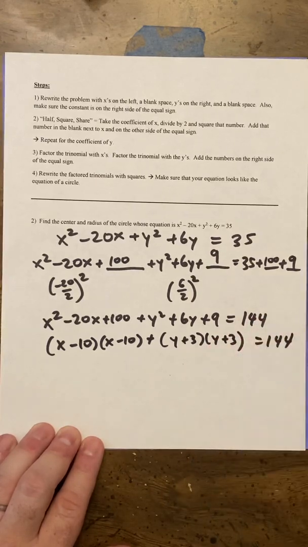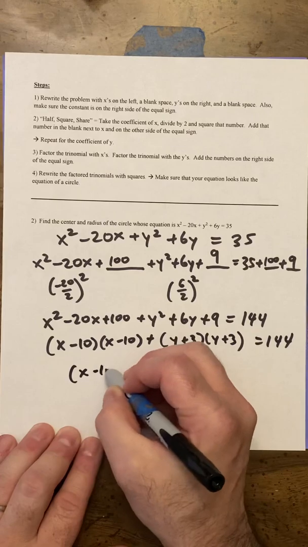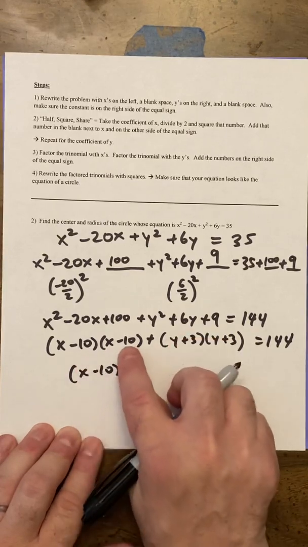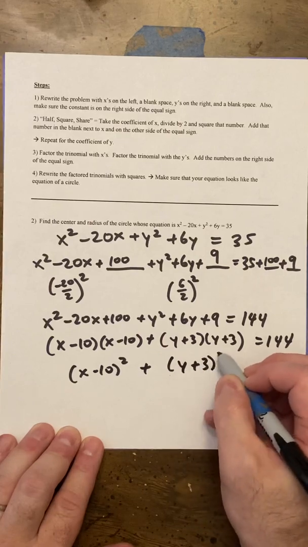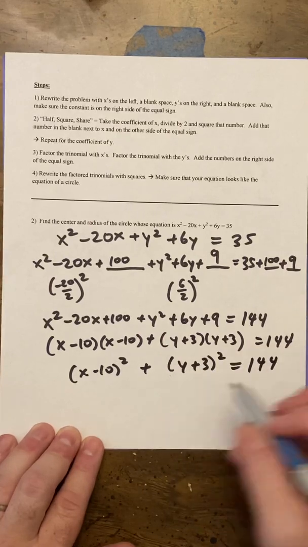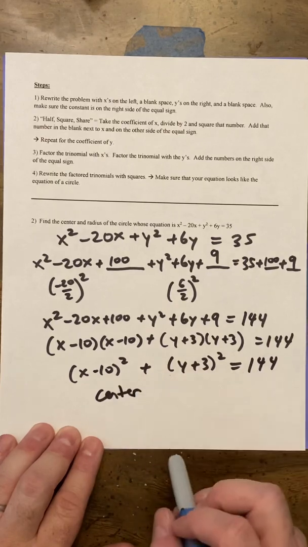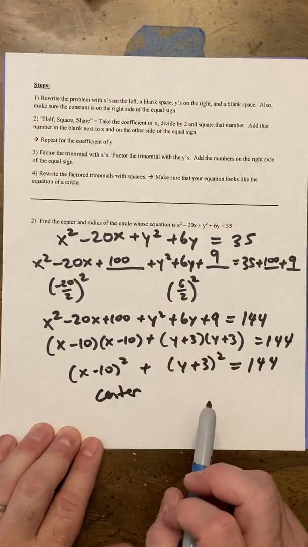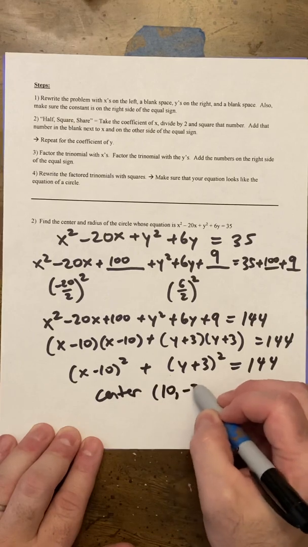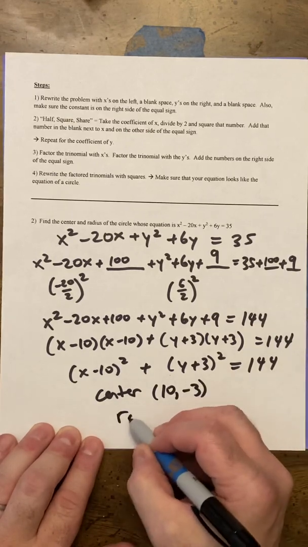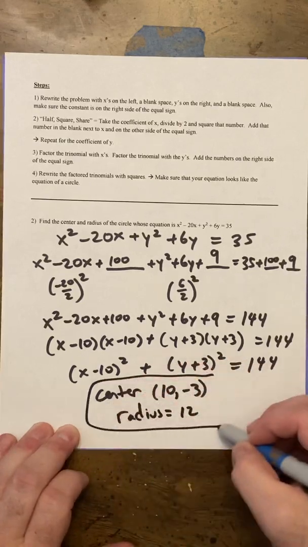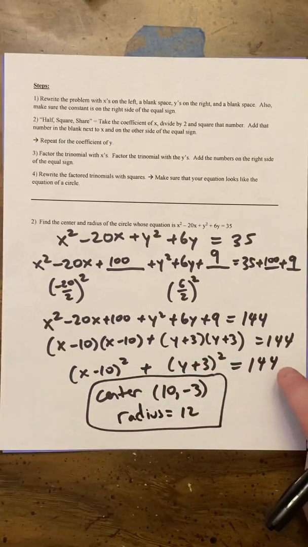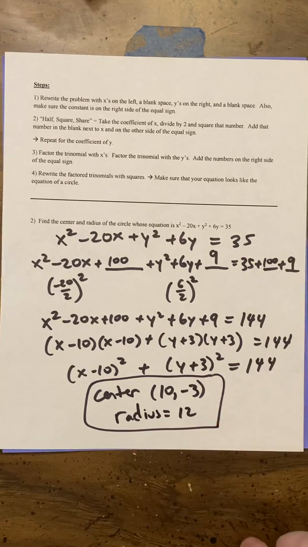As I told you before, this can be written in this way. X minus 10 times x minus 10 is x minus 10 squared. This can be written as y plus 3 squared. And now we could easily see what the center and the radius are for this circle. The center is going to be 10 and negative 3, 10 comma negative 3. And the radius is going to be the square root of 144, which is 12. So you see the benefit of having this form of the equation, because you could easily tell what the center and the radius is. Okay, so work on your homework.